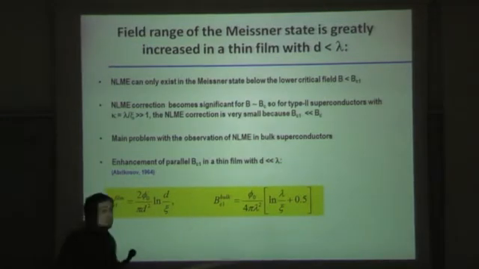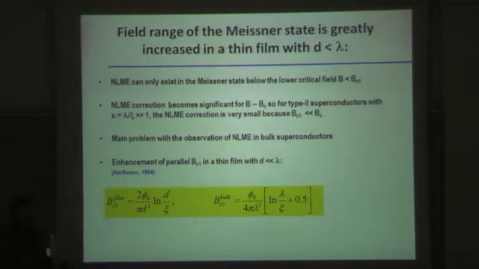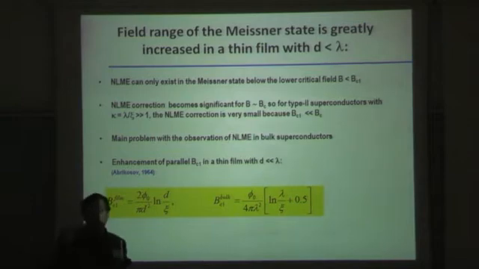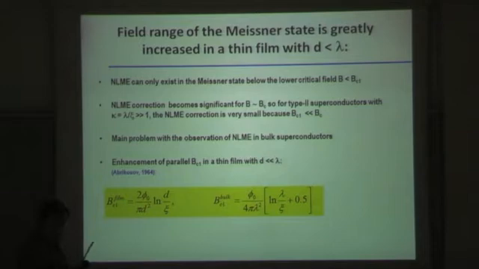What is important here is that if we have a thin film in a parallel field, we know that we can greatly increase the onset of penetration of vortices, the field of, because in the end, what we want is to avoid vortices if we want to probe the Meissner effect. The same way as in cavities, we want to avoid vortices because they're bad.